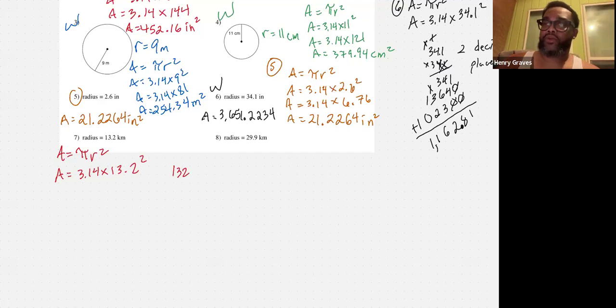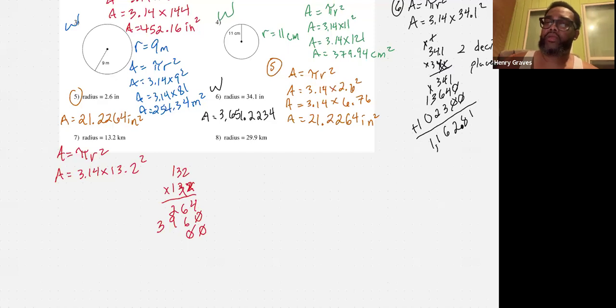2 times 2 is 4. 2 times 3 is 6. 2 times 1 is 2. That is 0. Cross that number out. 3 times 2 is 6. 3 times 3 is 9. 3 times 1 is 3. Add a second 0. Cross it out. And 1 by itself, which is going to be 2, 3, 1.